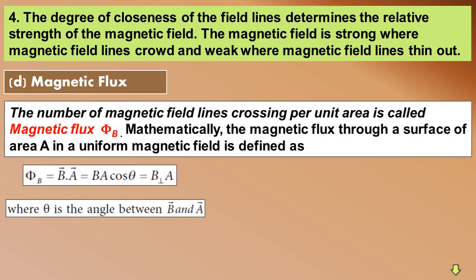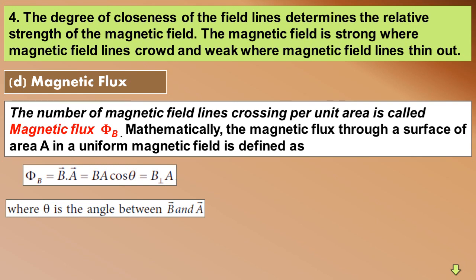Fourth, magnetic flux. Already you know about electric flux. Like that, magnetic flux also resembles the same nature. The number of magnetic field lines crossing per unit area is called magnetic flux. The number of electric field lines crossing per unit area is called electric flux, and the number of magnetic field lines crossing per unit area is called magnetic flux. Phi B is the symbol.